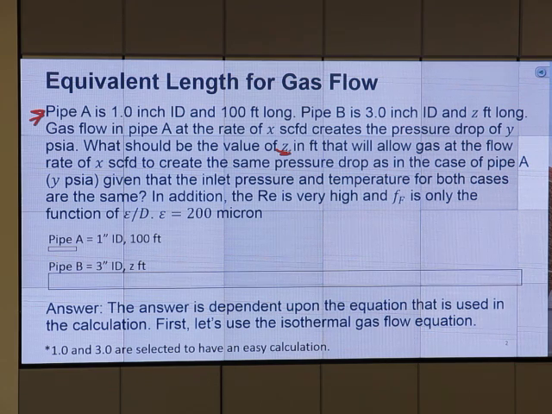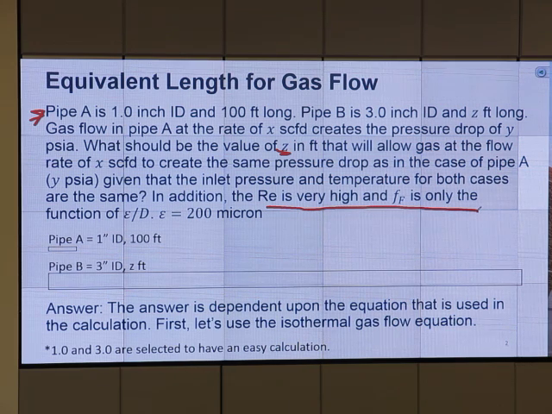In addition, the Reynolds number is very high, and the frictional factor is only a function of epsilon over diameter. Epsilon is 200 micron. Isaac, what is capital F? That's the frictional factor. What about epsilon? What do you call epsilon?